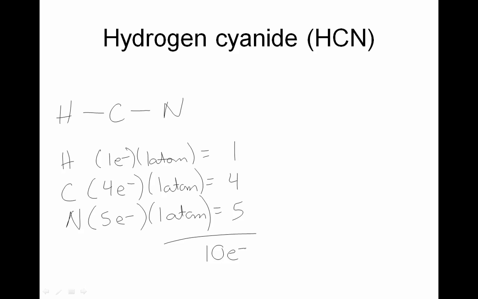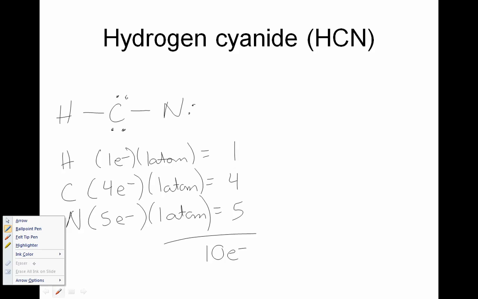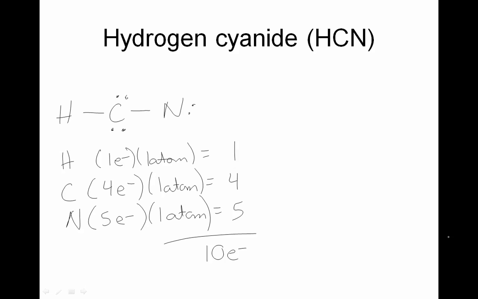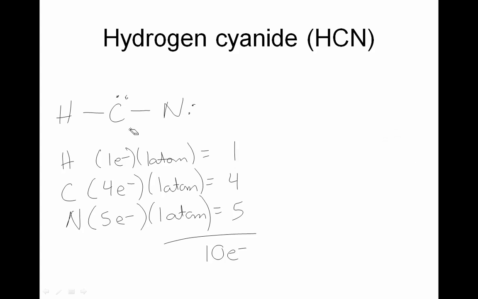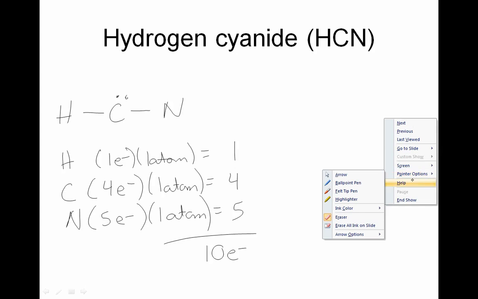So 10 electrons to designate to everything. If I just start adding electrons, 1, 2, 3, 4, I've drawn 8 so far, 9, 10. Okay, that did not work. Since it did not work, I know I need to make extra bonds. So let me switch over to my eraser. Let me erase some of my electrons, and let me add some more.